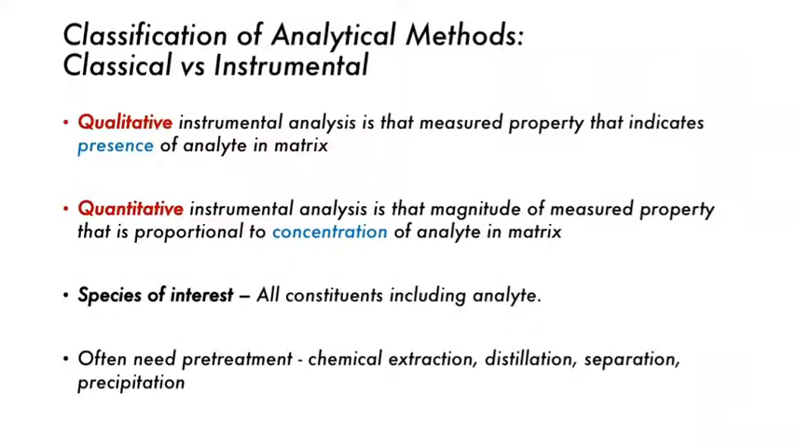We classify analytical methods as classical versus instrumental. Generally, there are two main types of analytical measurement: qualitative and quantitative. The ones that we'll be discussing mostly in this class will be quantitative measurements. Whenever we meet again, if it's me teaching in third year again, we'll talk a lot about qualitative as well.